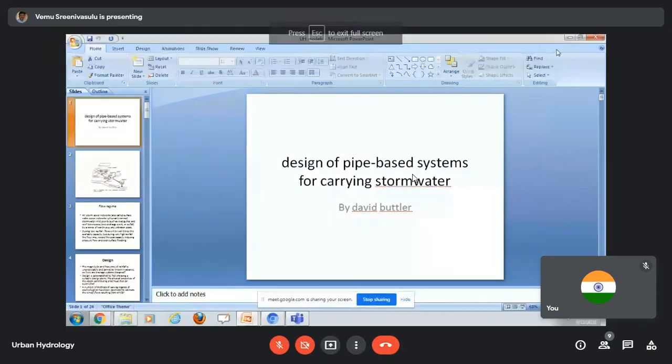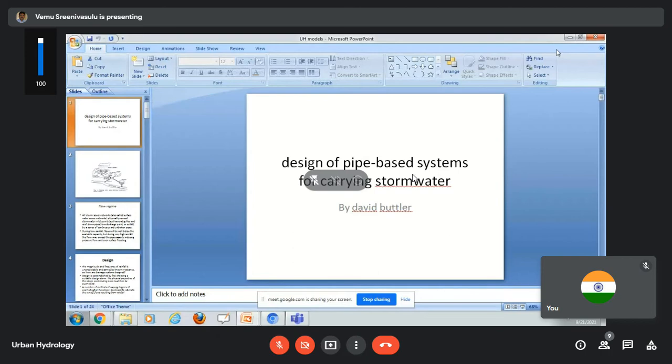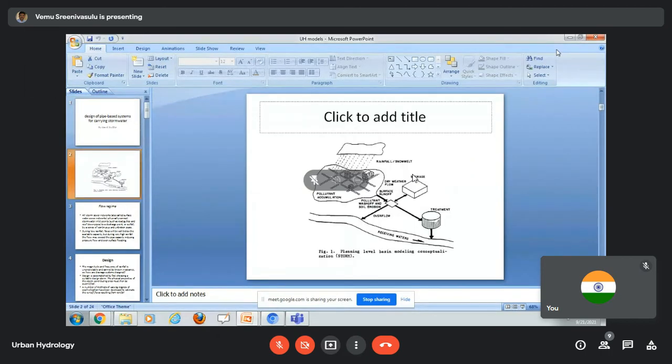Right. Today we will discuss the design of a pipe-based system for carrying storm water. I have prepared this material from the Butler book. You can also find this book; you can freely download it.